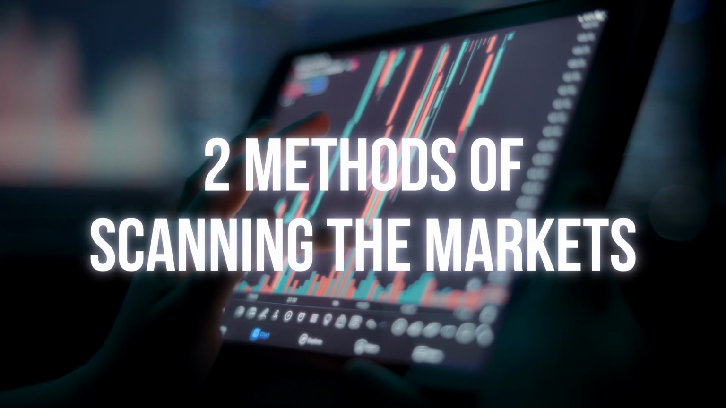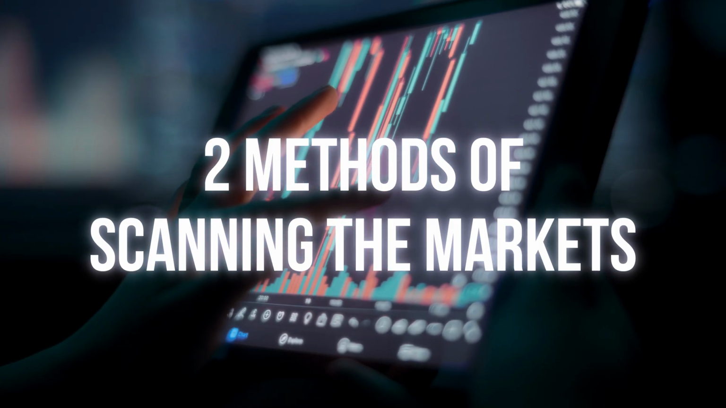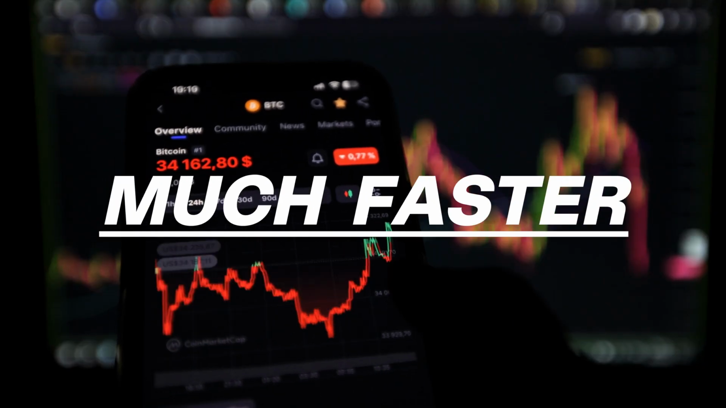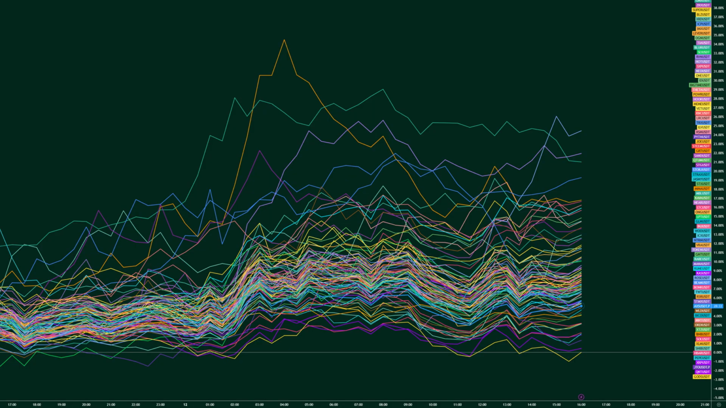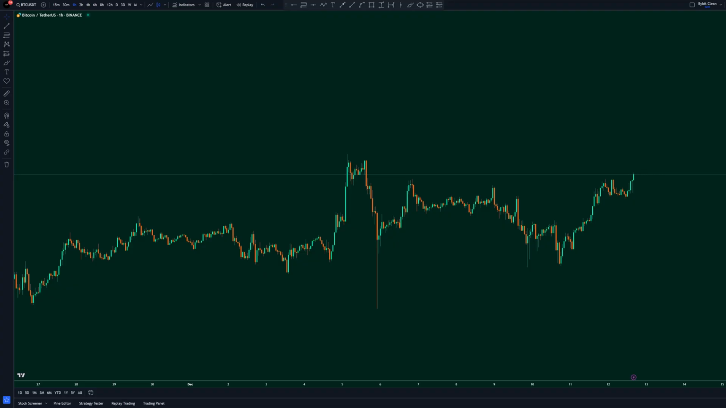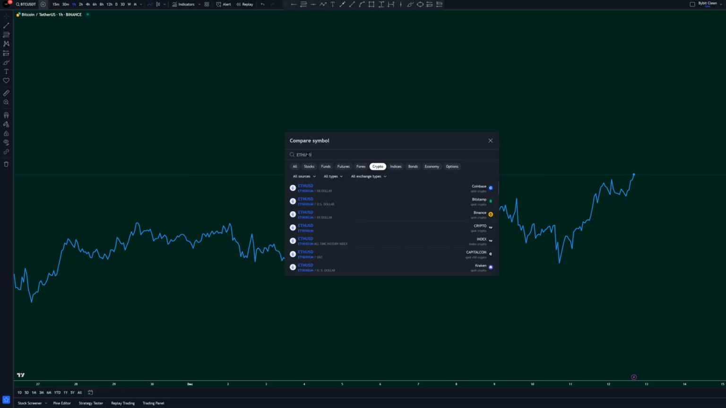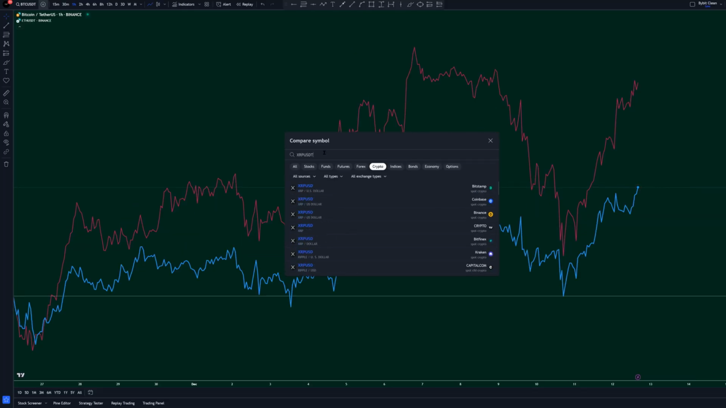Now, we're going to take a look at two methods of scanning the markets. One much faster, the other more comprehensive. We'll start with the fast method, which is overlays. Overlay charts look like this, and to set them up, you simply have to go to TradingView, open up any market, switch over to line chart, click this button here, and then just add as many markets as you want to overlay on top of one another.